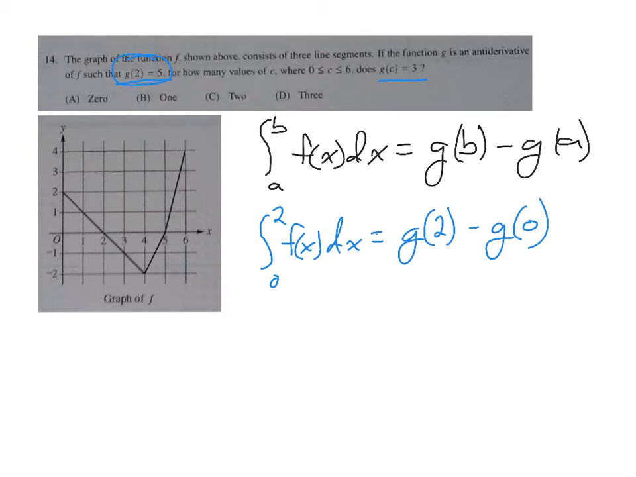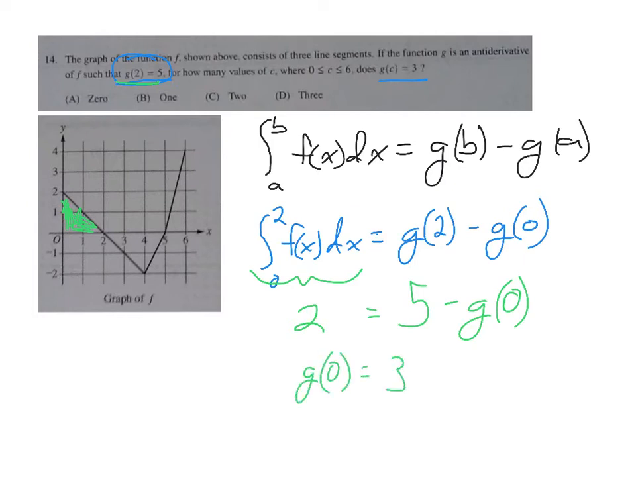Now this is a little trick that's done a number of times in AP exams. This first part here is just the area under my curve, so that is this area right in here. If I look at that area, I have a base of 2, a height of 2, that's 4 divided by 2. That's going to be 2. Now, g of 2, we're told in our question, is 5. And we're going to use this to find g of 0. So, a little rearranging: 5 minus something is going to equal 2? Well, g of 0 is equal to 3.